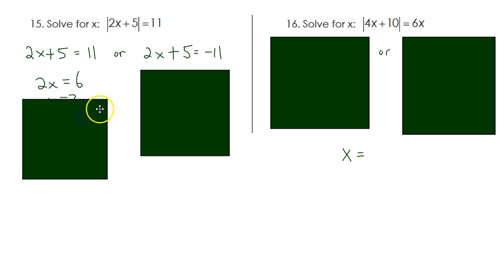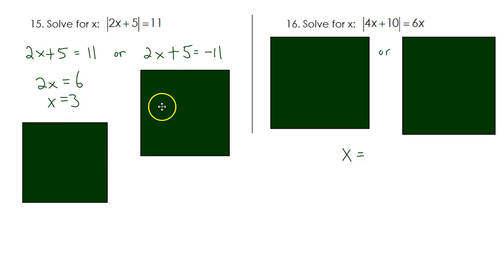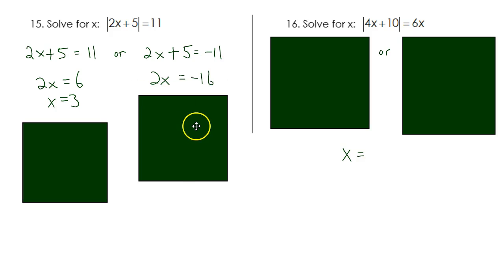I'll start solving both of these by subtracting 5. On the left here, 11 minus 5 is 6. Then I'll divide by 2 to get x by itself to get 3. For the one on the right, subtract 5. Negative 11 minus 5 is negative 16.